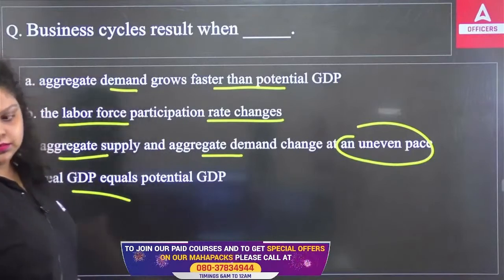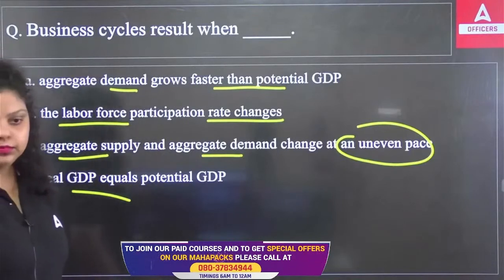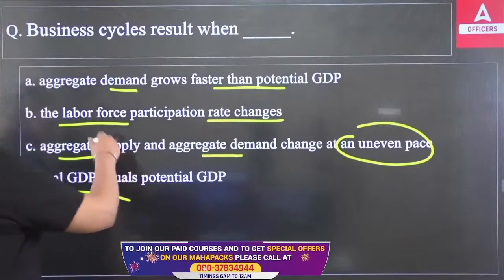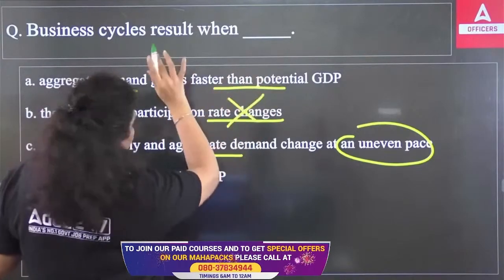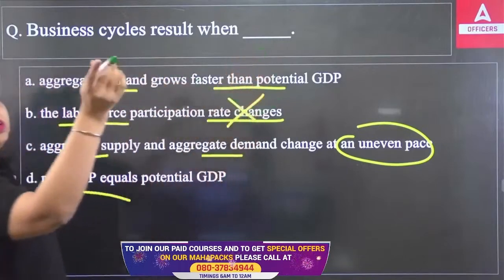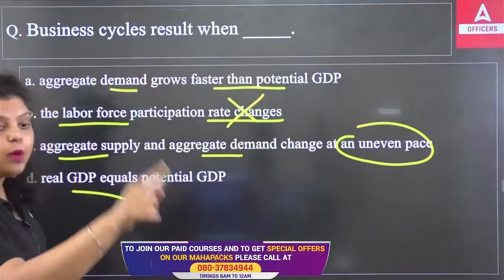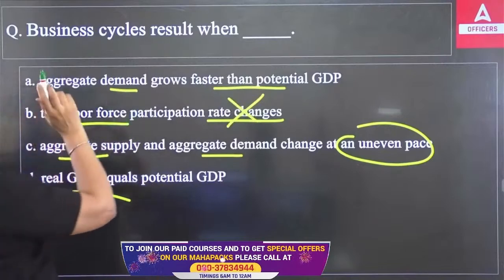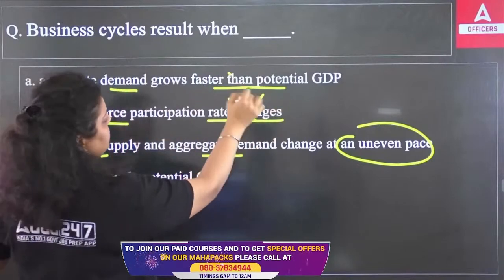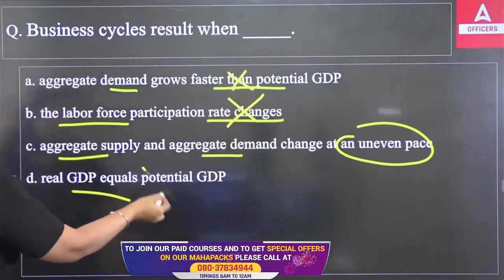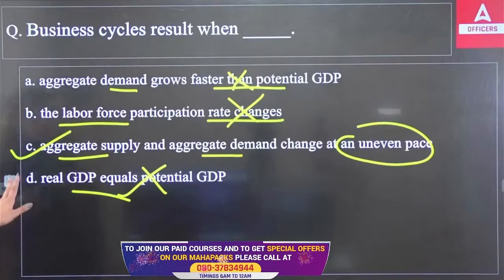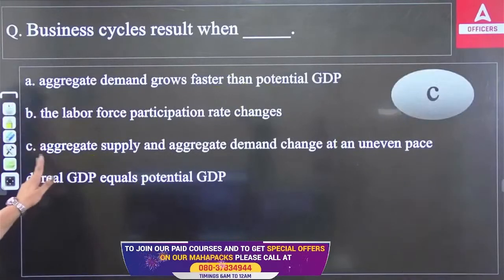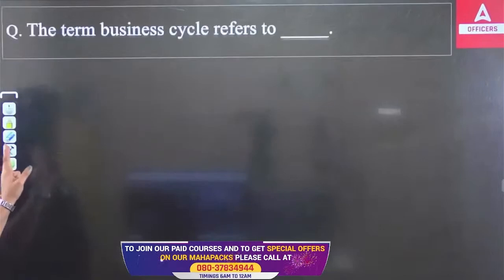The right answer is... See, labor force participation rate talks about the employment and unemployment situation. This is not related to the business cycle. We are finding out fluctuations in economic activity. So the right answer cannot be B. Aggregate demand grows faster than potential GDP? No. Real GDP equals potential? No. But when aggregate supply and aggregate demand change at an uneven phase, that is how business cycles result. So the right answer will be C.